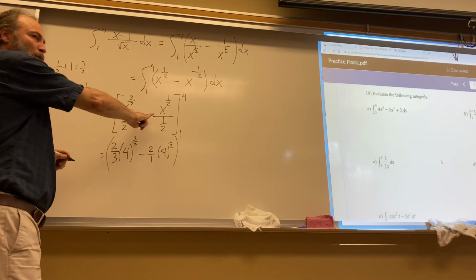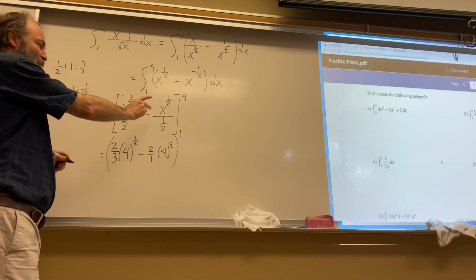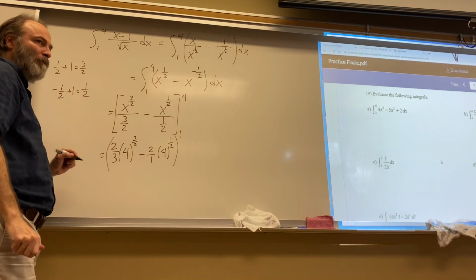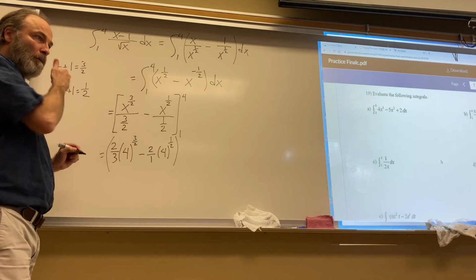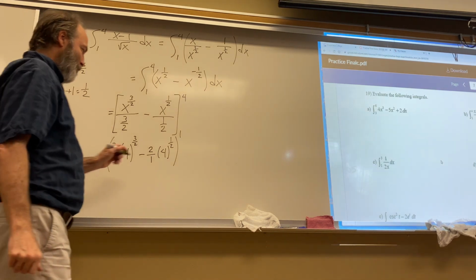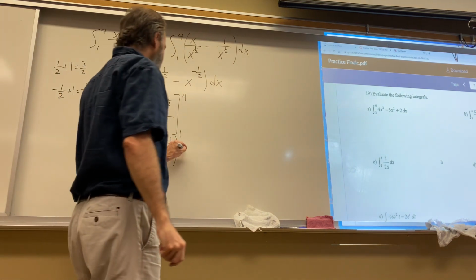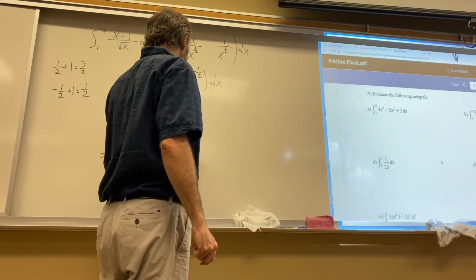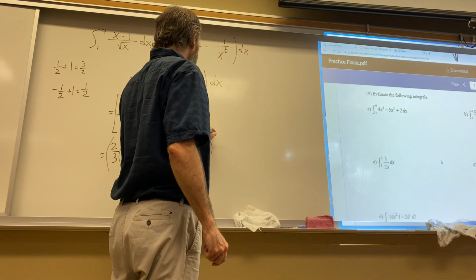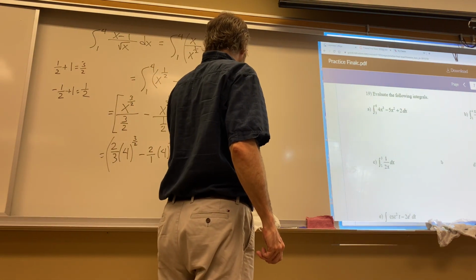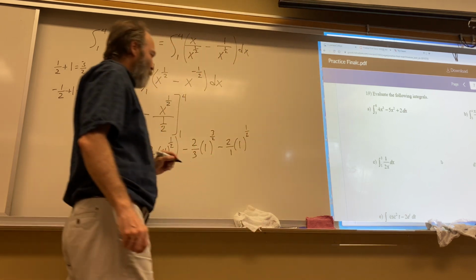So I plugged in 4 into both of them. Same time I flip that up to the top. You can leave the 3/2 and the 1/2 in the denominator if you want to. Where's the 4 coming from? The 4's coming from here, the upper endpoint. Minus 2/3, 1 to the 3/2, minus 2 over 1 times 1 to the 1/2.